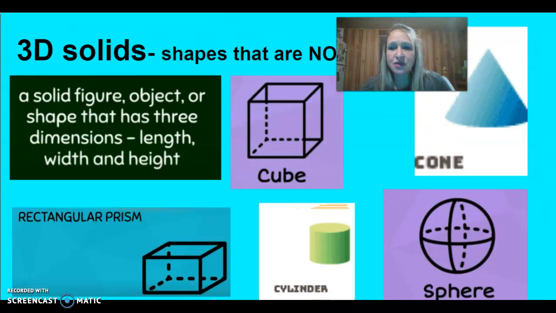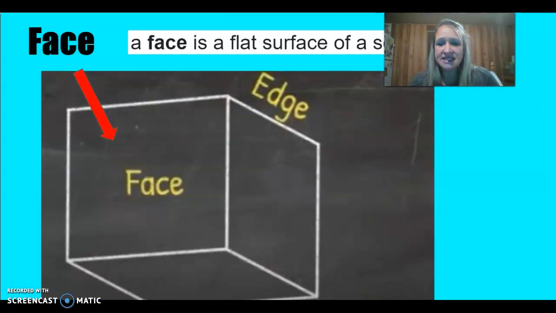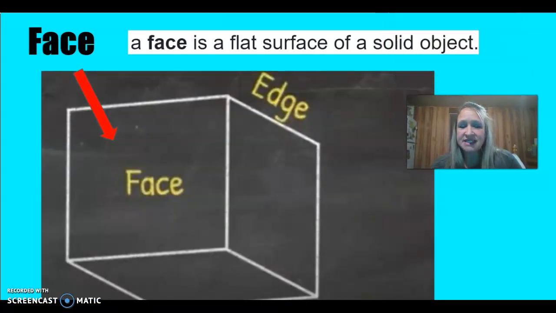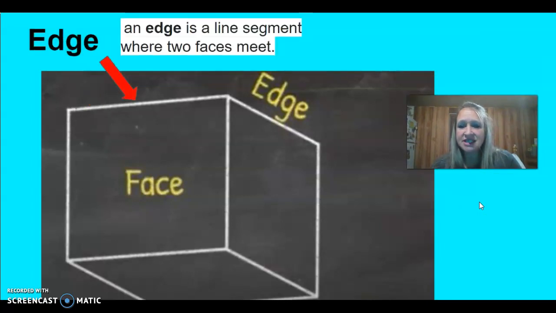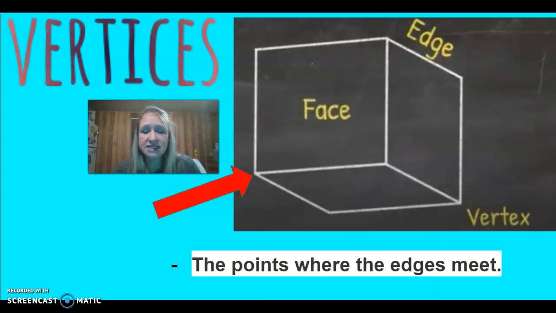3D solids, say 3D solids. 3D solids are shapes that are not flat. Face, say face. A face is a flat surface of a solid object. Edge, say edge. An edge is a line segment where two faces meet. Here's the faces, there's the edge right in the middle. Vertices, say vertices. Vertices are the points where the edges meet.